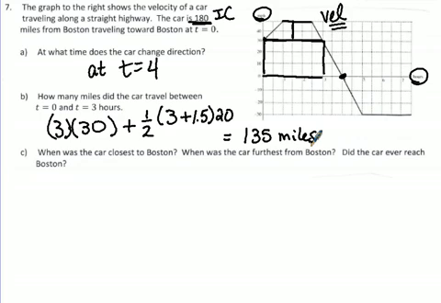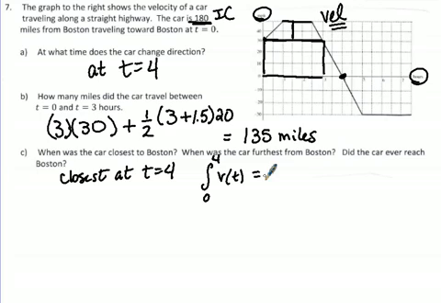Now the next question asks, when was the car closest to Boston? When was the car furthest from Boston? And did the car ever reach Boston? Well, the car is the closest at time equal to 4, because it's at that moment when the car turns around and starts heading back to where it started. So in order to find what that distance is, we need the integral from 0 to 4 of this velocity function. Well, we already know that the integral from 0 to 3 is 135 miles.